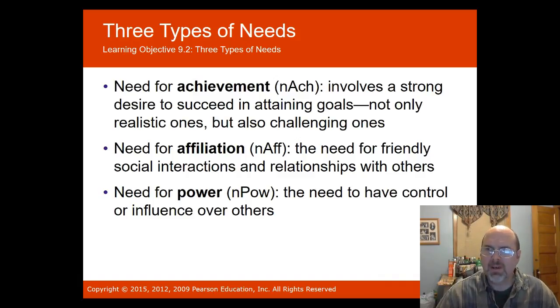David McClelland in 1961 proposed a theory of motivation, highlighting the importance of three psychological needs. First of all is the need for achievement, which involves a strong desire to succeed in attaining our goals, not only realistic ones, but challenging ones. The second need we all have is a need for affiliation. It's a need for friendly social interactions and relationships with others. And the third one is a need for power, the need to have control or influence over others.